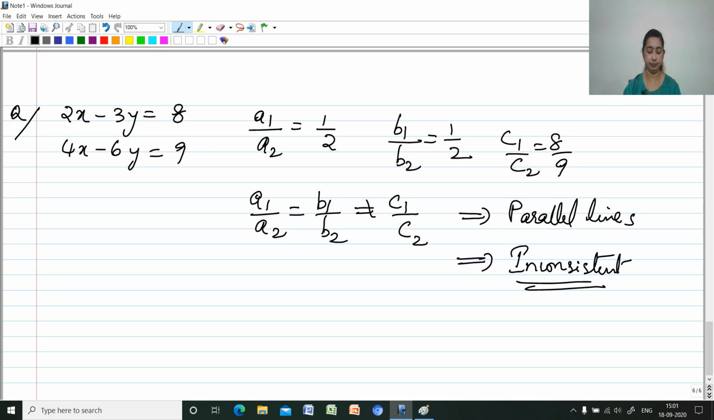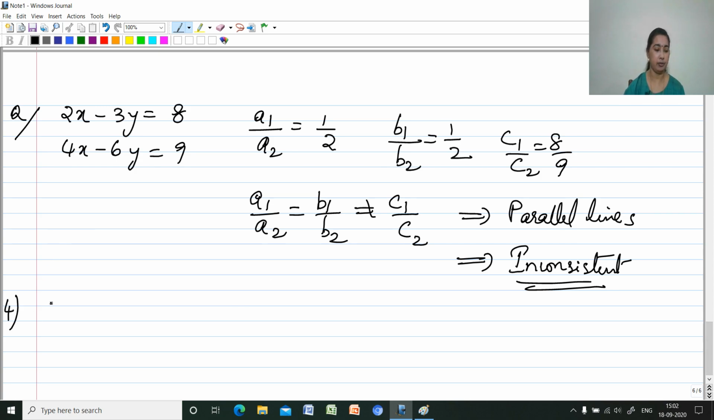Now next one. Which of the following pairs of linear equations are consistent or inconsistent? You can check consistent and inconsistent the same way. If consistent, obtain the solution graphically. So you have to draw the graph and find out the solution if you are having a solution. So we'll discuss that question, that is question number 4.